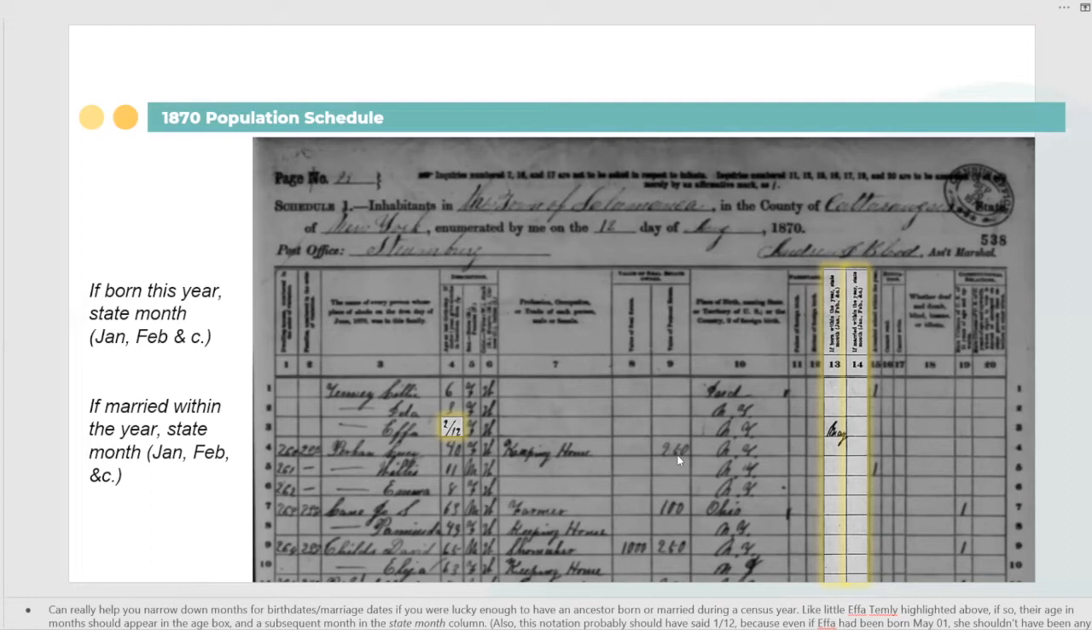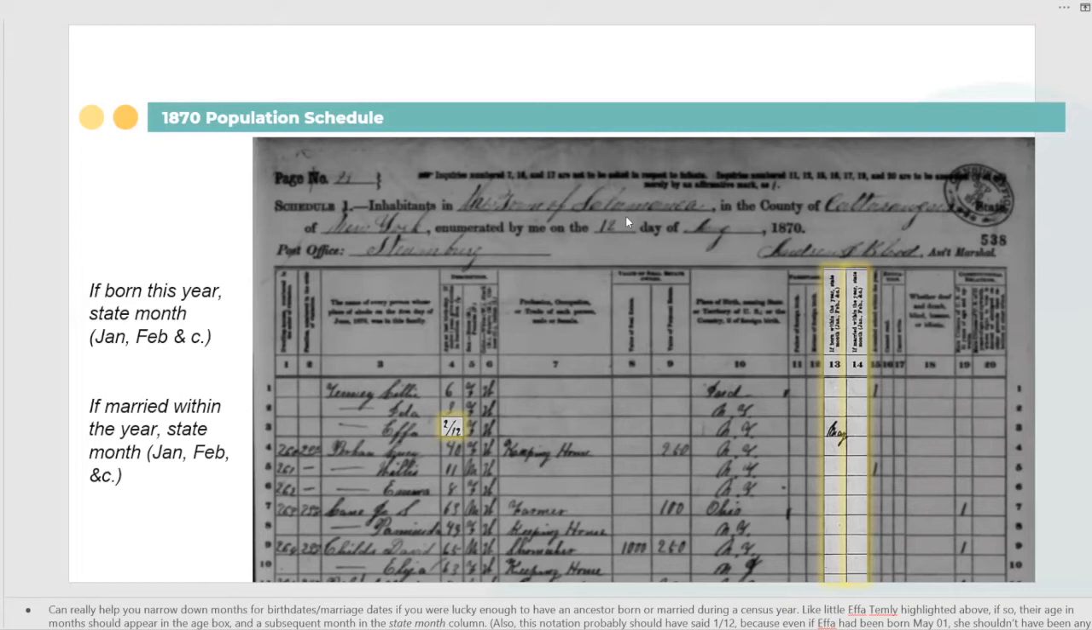Little Effa Temley, who's highlighted here, their age and months should appear here in this age box, and then what month it was. Again, note that because of the date of this census, this should probably read 1 of 12, because if she was born in May, this is supposed to have been taken first day of June of 1870. So she should have been no older than a month anyway, but obviously the parents didn't backdate like they were supposed to. So always be aware that the information reflected on the census can be at the discretion of the parent, or at the discretion of the spouse.